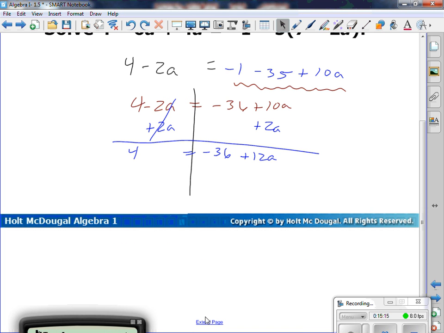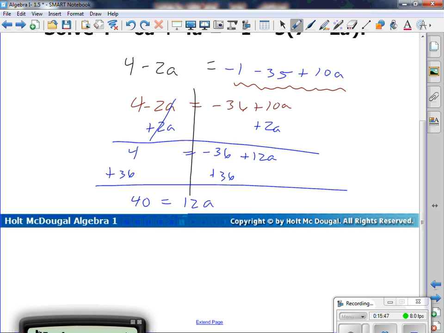Now I need to move what? Move the regular number. What's the regular number that's going to move? 4 is okay by itself. I need to move what's over with the variable. So I need to move this 36. How do I move this negative 36? Add 36, add 36. 4 and 36 is 40 equals 12a.